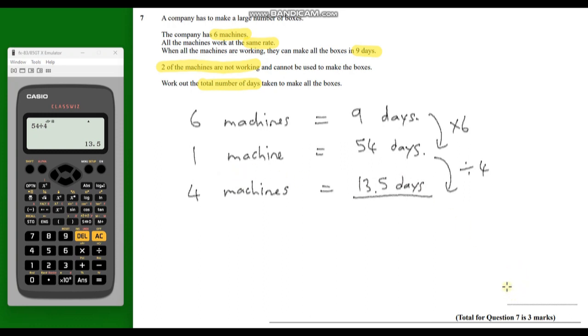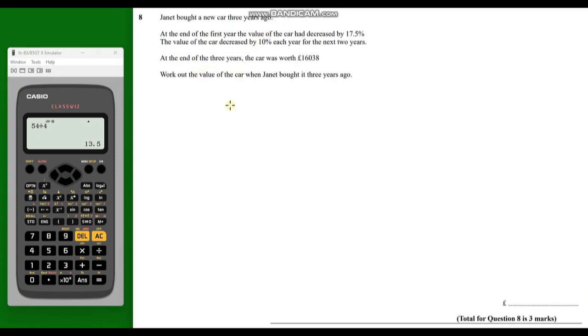So that is my answer, 13.5 days. Question 8. Janet bought a new car 3 years ago.